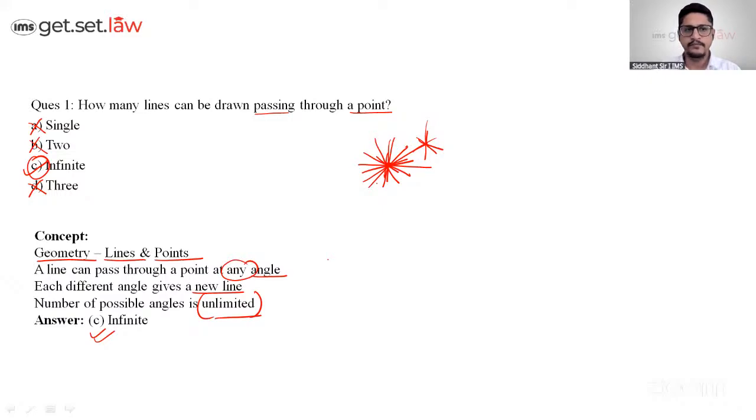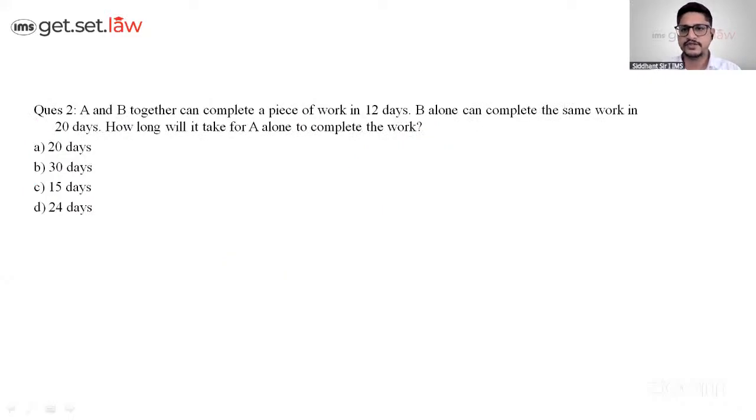Okay, perfect. Let's go to the second question on the screen. I'll explain the second question, then you solve it, and then we'll discuss. A and B together can complete a piece of work in 12 days. That means both are able to complete a piece of work. B, when working alone, completes the same work, but the time taken is more, that is 20 days.